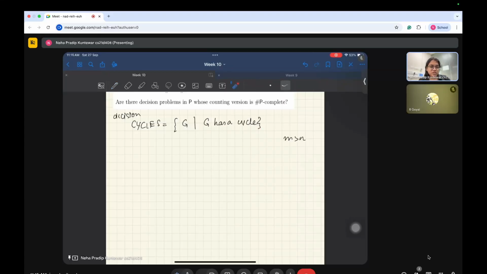If you just want to check whether there is a cycle, just do a simple check like this if it is a connected graph, or do a BFS or DFS. So this problem is not just in P. In fact, it is one of the easiest problems that we know in P. It is a linear time problem. But it turns out that the problem of counting the total number of cycles is a hard problem.